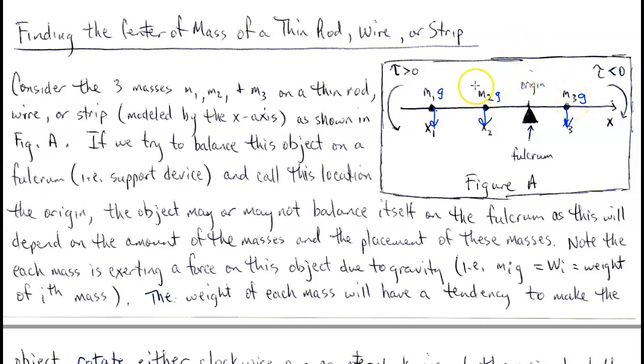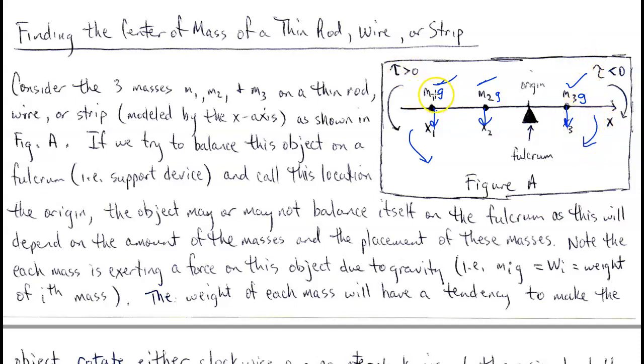Now, in this sense, looking at masses 1 and 2, if the mass is going down, we know that these two masses are going to make our thin rod spin this way. In other words, it's going to try to rotate counterclockwise. Now, mass number 3 over here has a corresponding weight, and since it's going down, it's going to try to make the rod go this way. In other words, rotate clockwise.